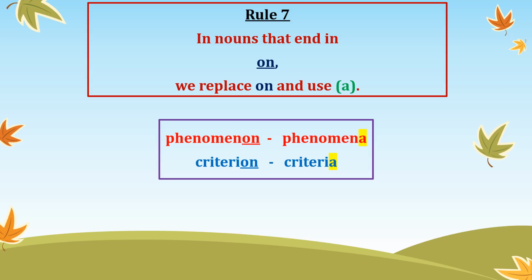Next one is criterion. Here again it is ending with on. Cut on and write a. So the word will become criteria. This is how we change words ending with on to plural form, by just cutting on and replacing them with a.